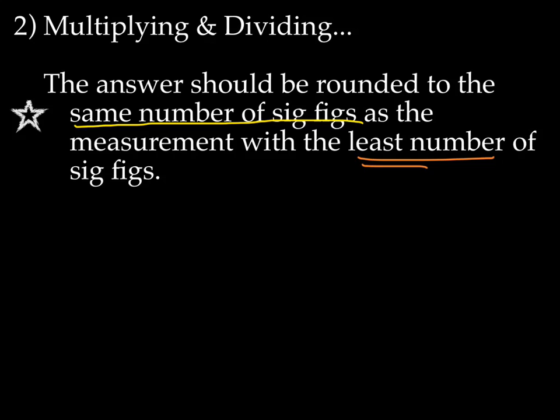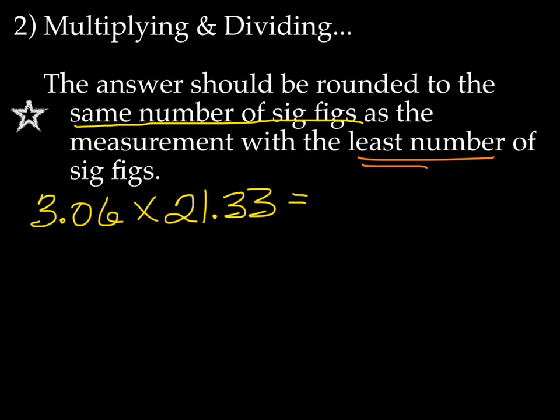Okay, let's try a quick multiplication problem and practice this. So we'll multiply 3.06 times 21.33. And if you could plug that in your calculator along with me, make sure we all agree on the answer. I came up with 65.2698. As you can see, the calculator gave me an answer with more significant figures than either one of the original numbers. So we're going to have to do some rounding.